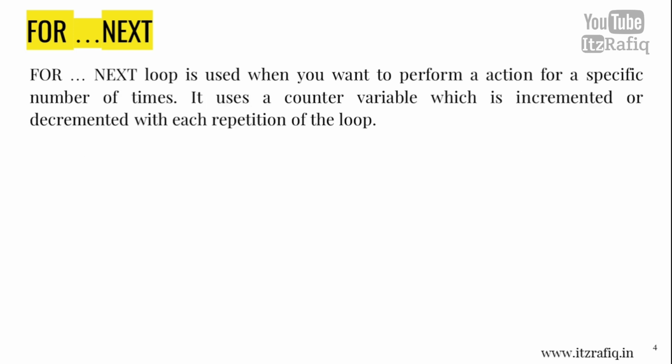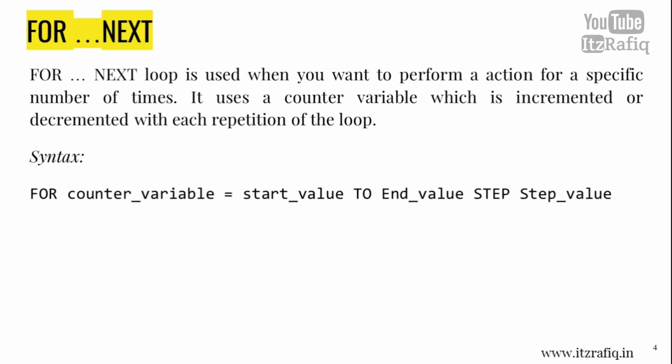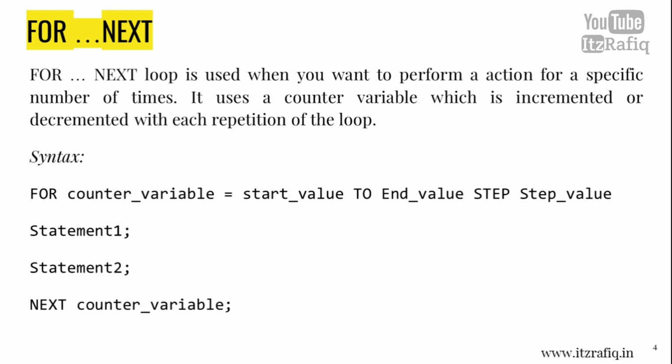FOR NEXT. The FOR NEXT loop is used when you want to perform an action for a specific number of times. It uses a counter variable which is incremented or decremented with each repetition of the loop. Syntax of FOR NEXT: FOR counter variable = start value TO end value STEP step value, statement 1, statement 2, NEXT counter variable.